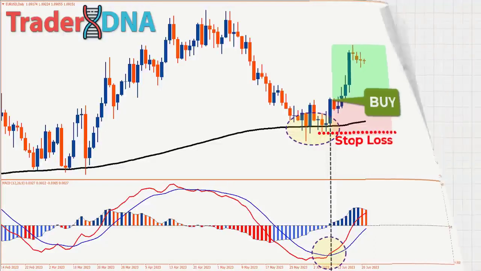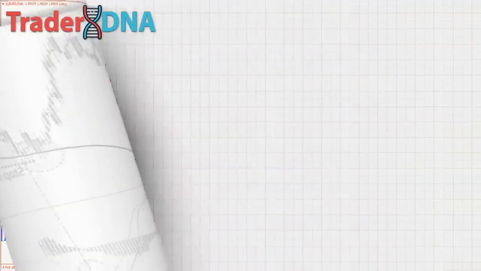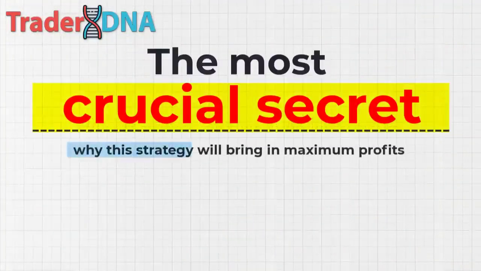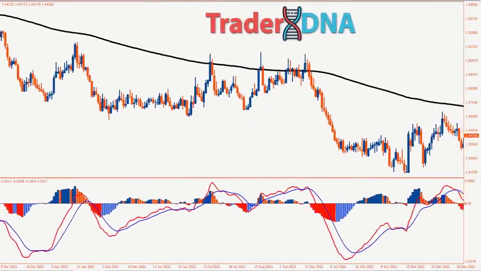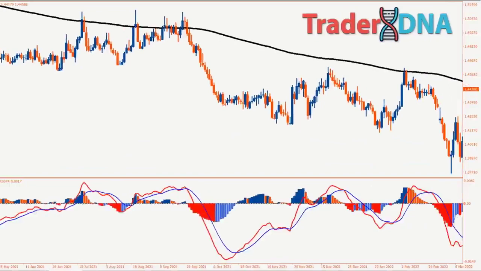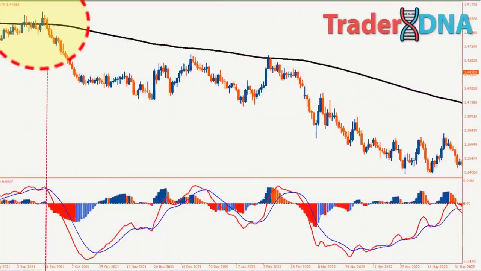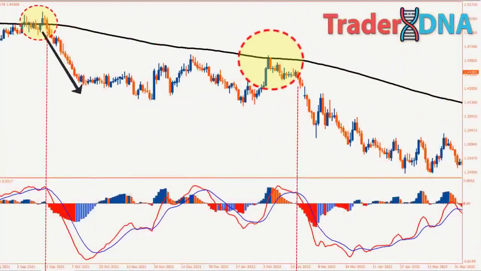Alright, now I'll show you the most crucial secret why this strategy will bring in maximum profits based on the profit-taking strategy you apply. The real strength of this strategy lies in placing your trades close to the 200 EMA. As I mentioned earlier, when the price gets near the 200 EMA, if it bounces back, the rebound will be quite significant, offering you a much higher potential risk-reward ratio, possibly exceeding 1 to 5.